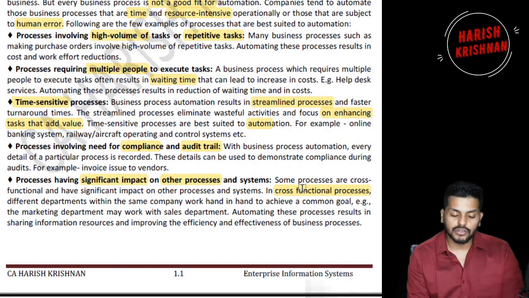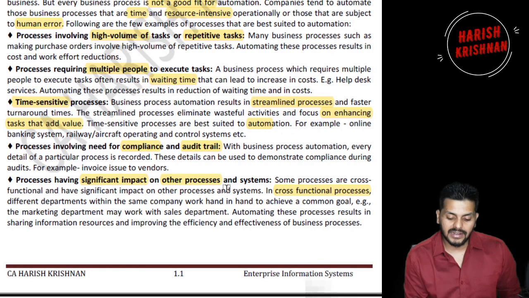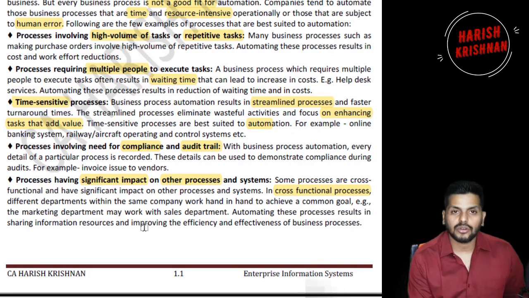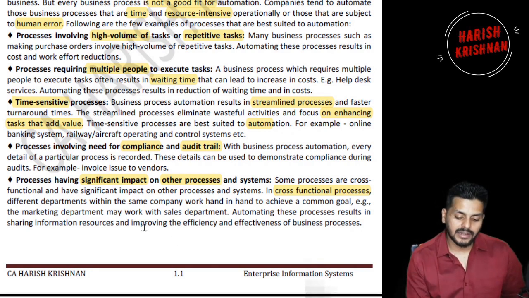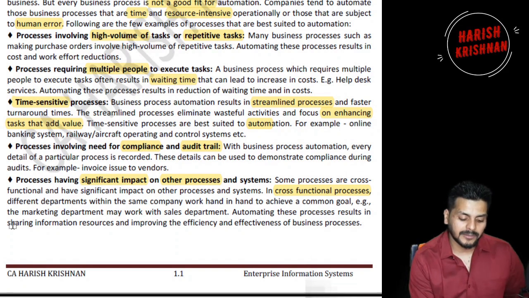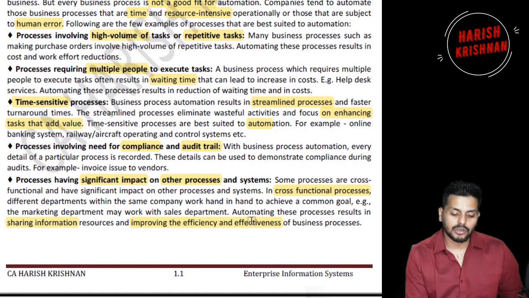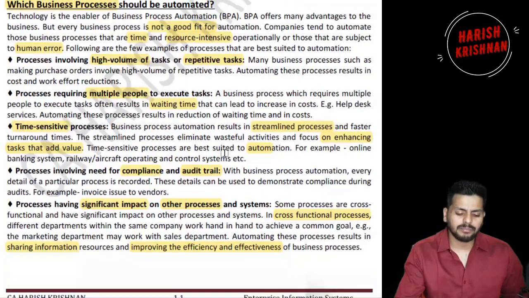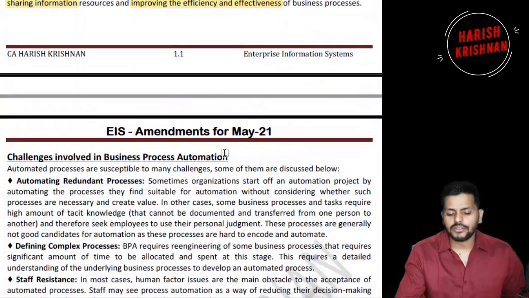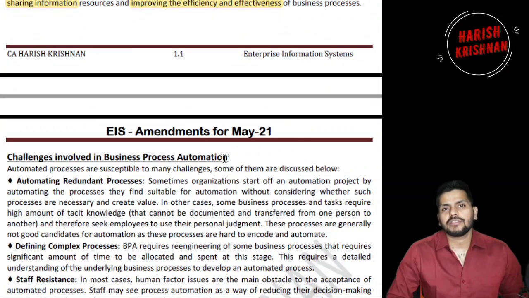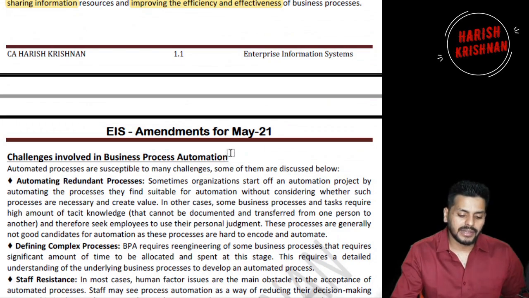All such cross-functional processes, where different departments within the same company have to work hand in hand, shall also be automated. And automating these processes results in sharing information and improving the efficiency and effectiveness of the business process. That's a very, very easy question as to which of the business processes should be automated.